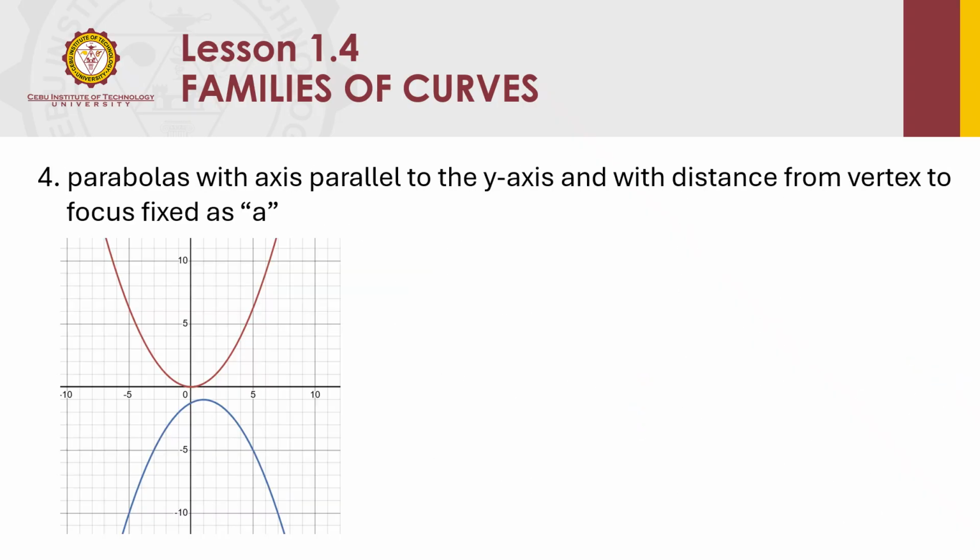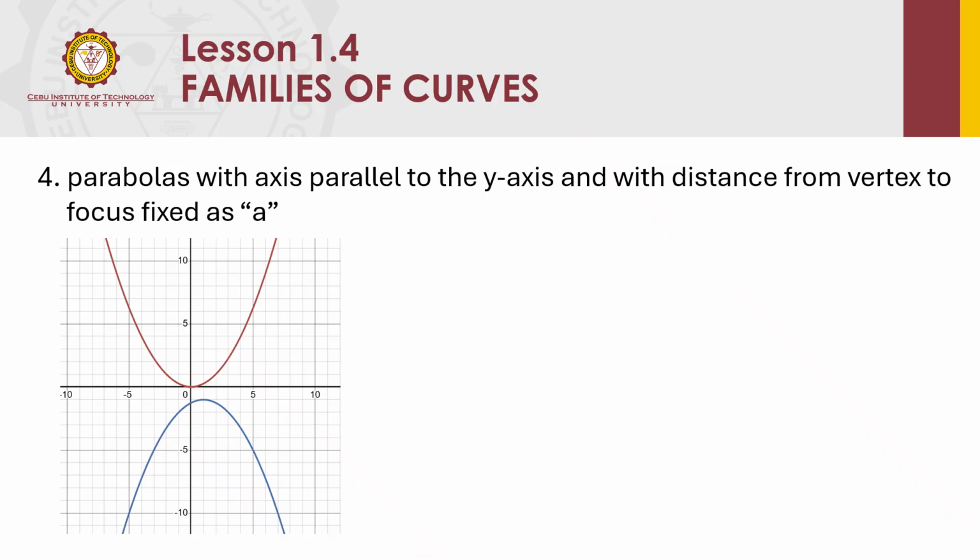So next is parabolas with axis parallel to the y-axis and with distance from vertex to focus fixed as a. So we have these two parabolas. The axis is parallel to the y-axis, meaning the major axis is vertical. So the parabolas are either opening upward or downward. And the distance from vertex to focus is fixed as a. Okay, so for example, let's say 1 unit is the value of a.